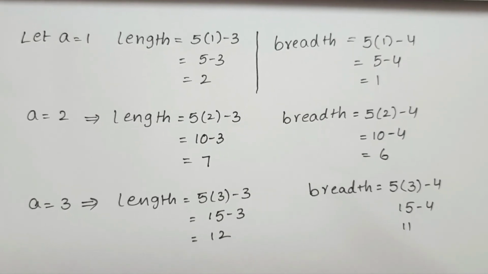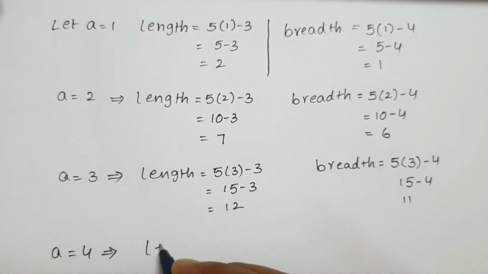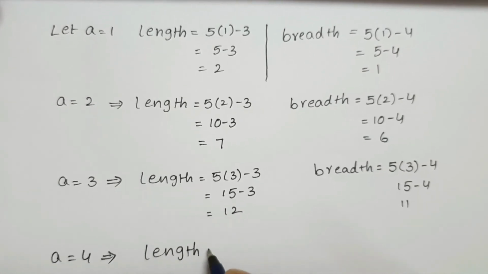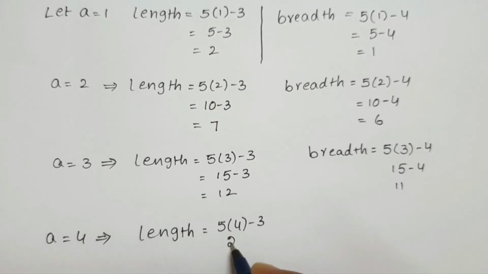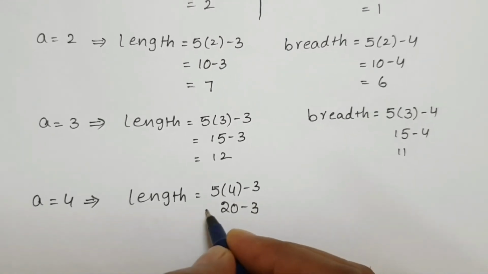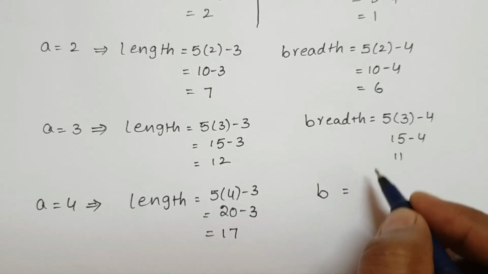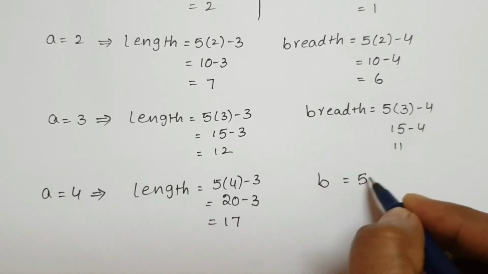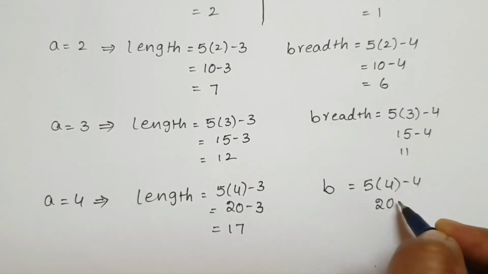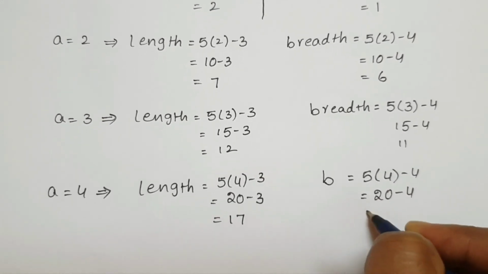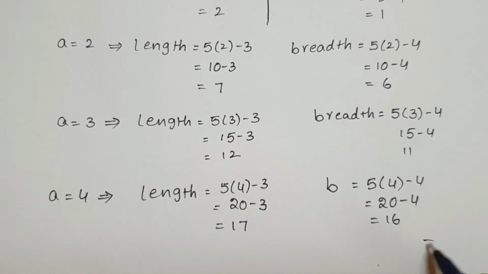Next, a equal to 4. When a equals 4, length is 5 into 4 minus 3, 5 fours are 20 minus 3, we get 17. Next breadth equals 5a minus 4: 5 into 4 minus 4, 5 fours are 20 minus 4, we get 16. So we find length and breadth. These are the answers.